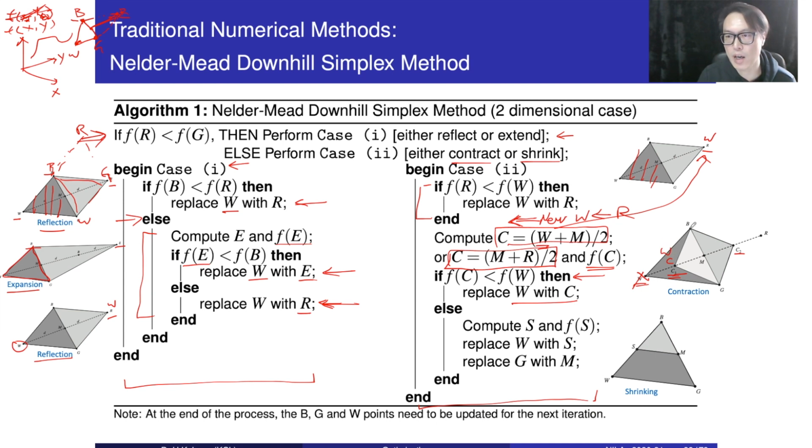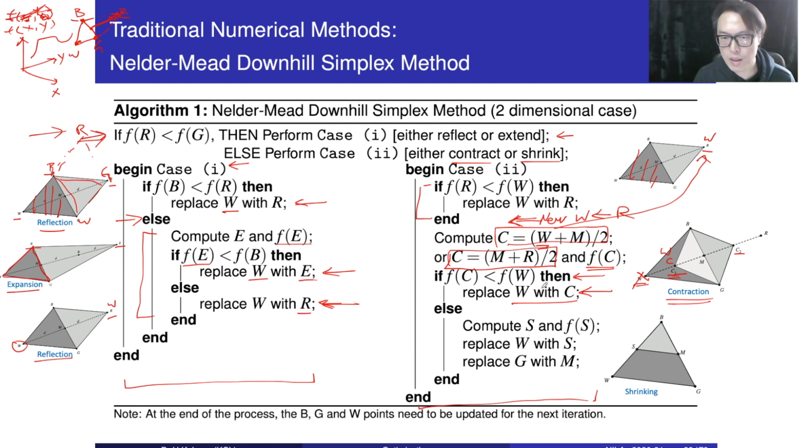So we have these 3 points, and that would be the end of this iteration. We end this iteration with contraction, and then we label the B, G, C point in B, G, W point and go back to the top. Repeat this process.